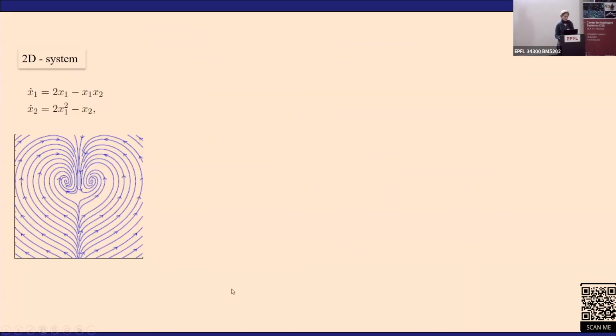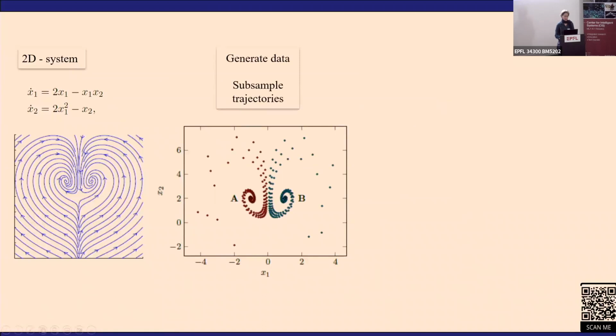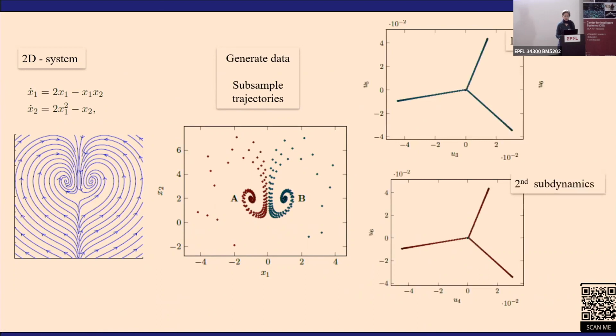Another example: if you take this 2D system, which has clearly 2 different attractors, you generate data, you subsample trajectories, then you discover these 2 dynamics, and they live in 2 different spaces. So this is the blue space that corresponds to the first set of eigenvectors. This is the red space that corresponds to the second dynamics' eigenvectors.